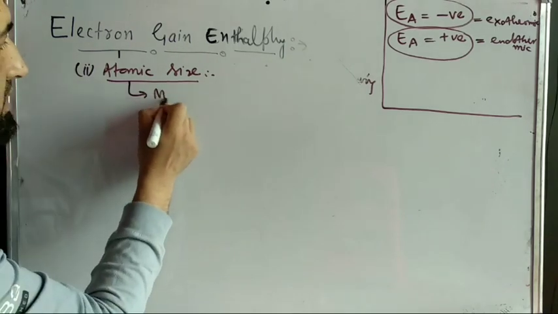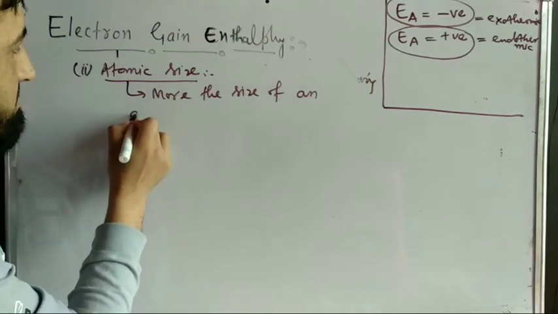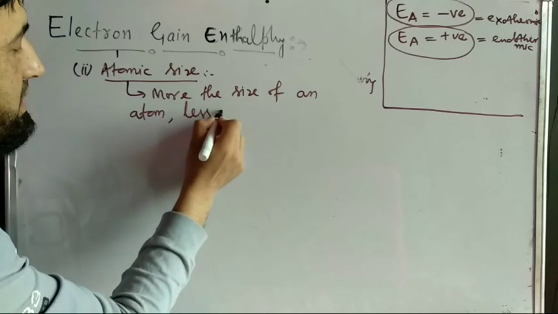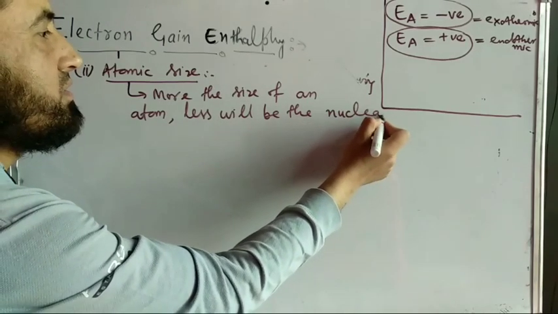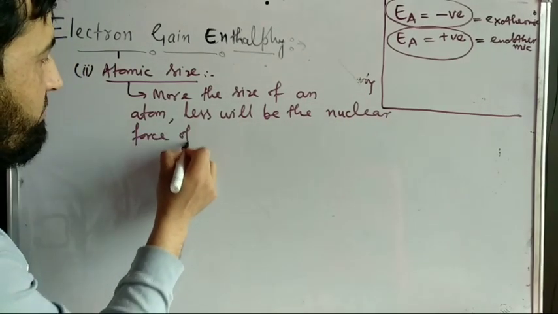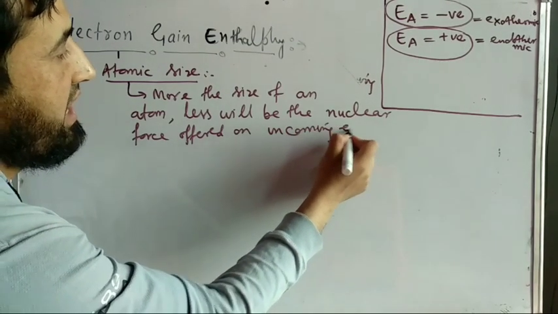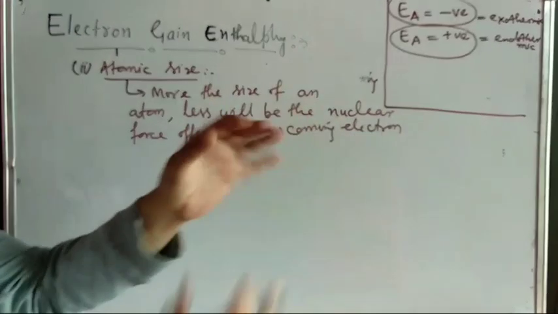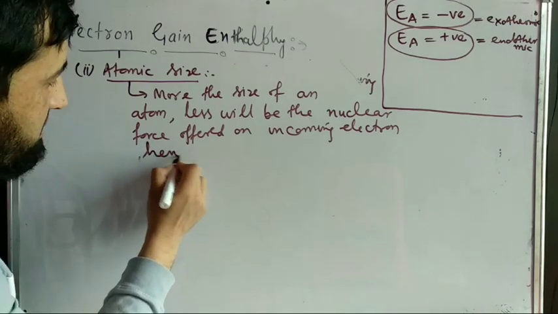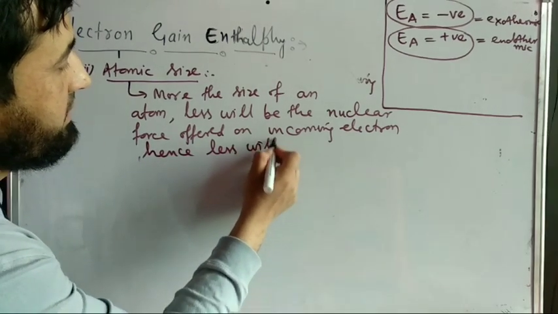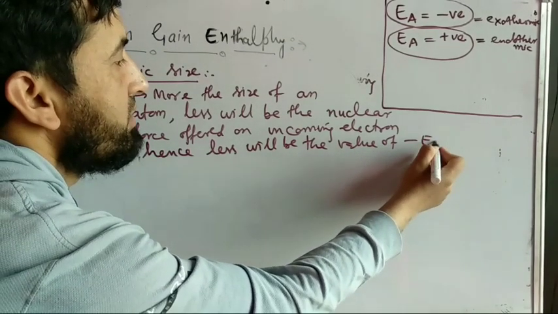So, more the size of an atom, less will be the nuclear force offered on the incoming electron, because the larger the size, the more difficulty the nucleus will have in attracting that incoming electron. Hence, less will be the value of negative electron gain enthalpy.